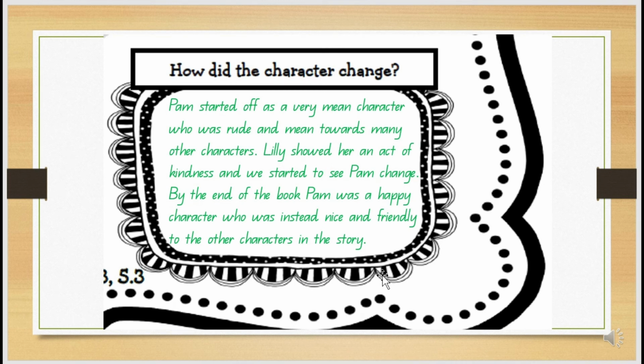So even though I've added in a little bit about Lily there, it's actually not about Lily that we're talking about, because Lily was that key thing that was causing the change in our character of Pam that we're focusing on. So I've mentioned her in that because that is a key part as to why we started to see a change in Pam. By the end of the book, Pam was a happy character who was instead nice and friendly to the other characters in the story.